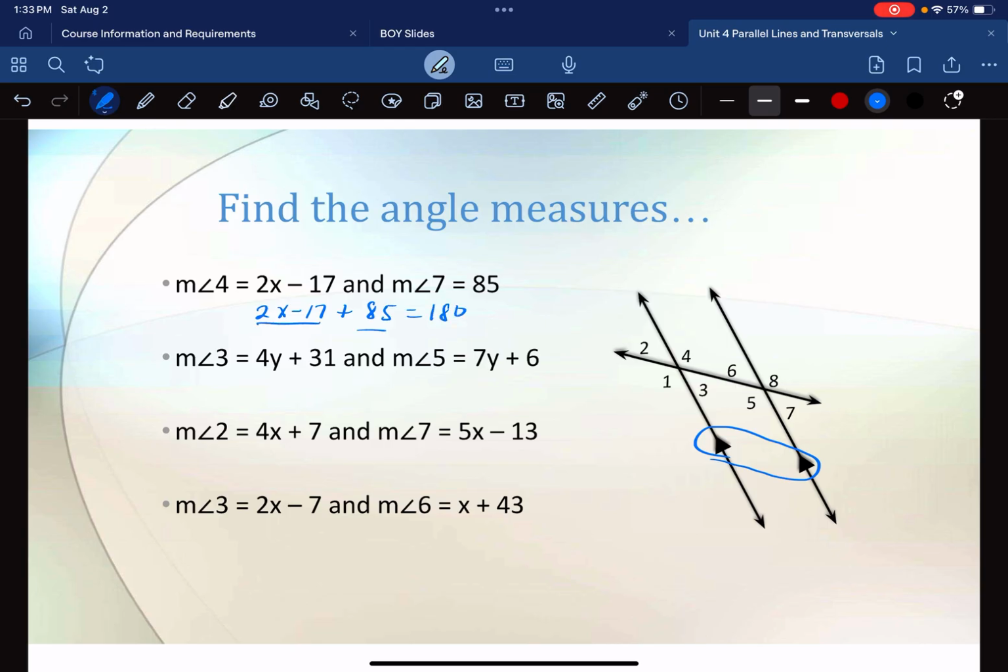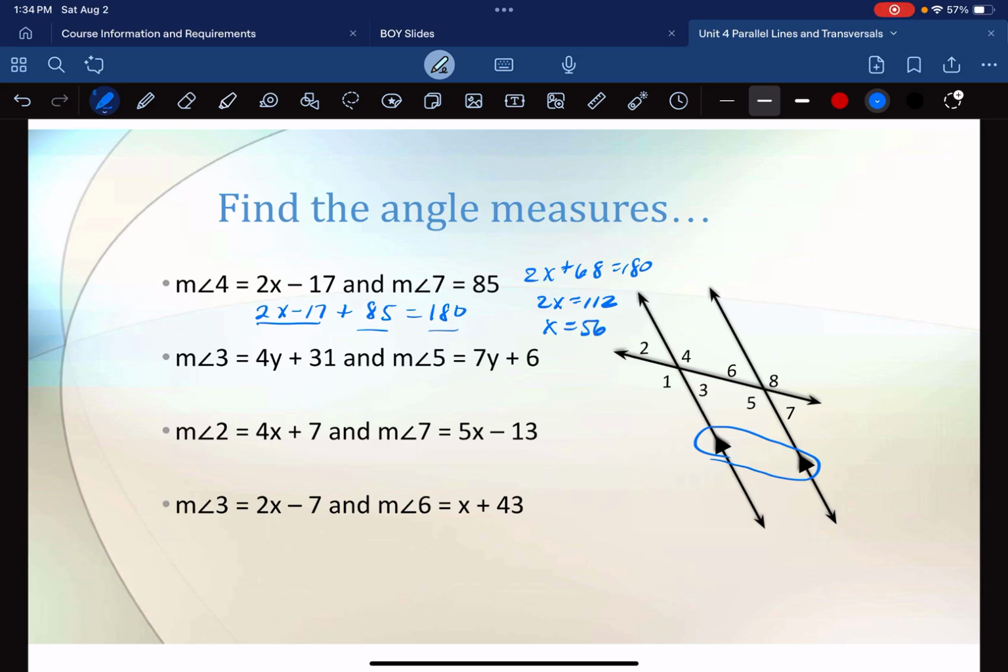So small plus small equals large, right? I'm adding two angles together to make 180, and I'm solving that equation. So I'm going to combine my negative 17 and my 85. So 85 minus 17, because they're like terms, that's 68. So I have 2x plus 68 equals 180. I'm going to subtract 68 from 180, and so I get 2x equals 112. And then I divide by 2, and I'm going to get 56.